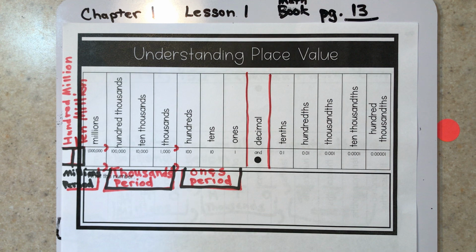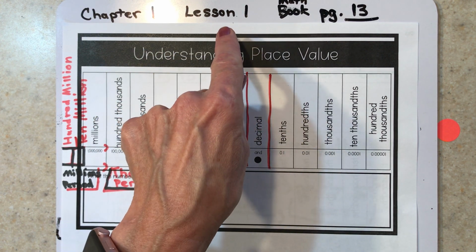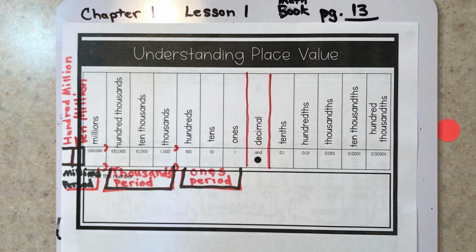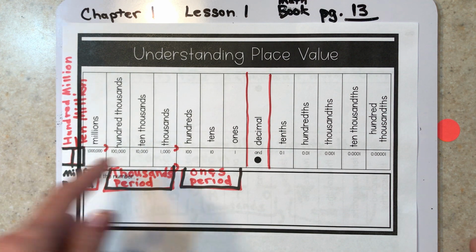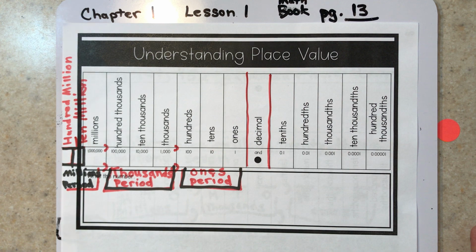So right now I'm going over Chapter 1, Lesson 1, and in the actual book it's page 13. I'm using some of the independent practice to review with you. So the goal of this lesson is to understand place value. So this is my place value chart. I don't have the same one that you have.